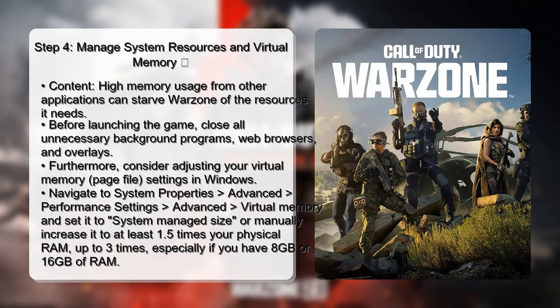Step four: manage system resources and virtual memory. High memory usage from other applications can starve Warzone of the resources it needs before launching the game. Close all unnecessary background programs, web browsers, and overlays. Furthermore, consider adjusting your virtual memory page file settings in Windows. Navigate to System Properties, Advanced, Performance Settings, Advanced, Virtual Memory, and set it to System Managed Size, or manually increase it to at least 1.5 to 2 times your physical RAM, especially if you have 4 or 8 GB of RAM.